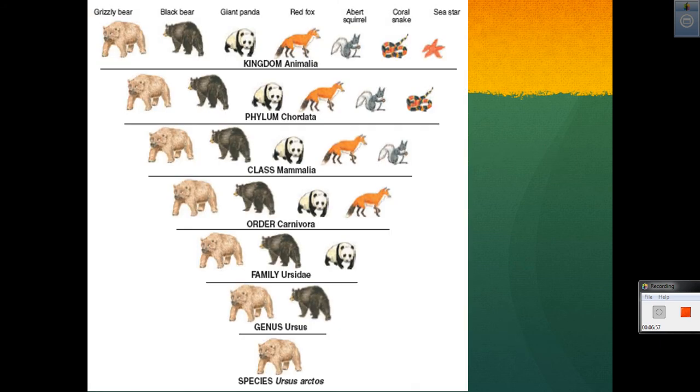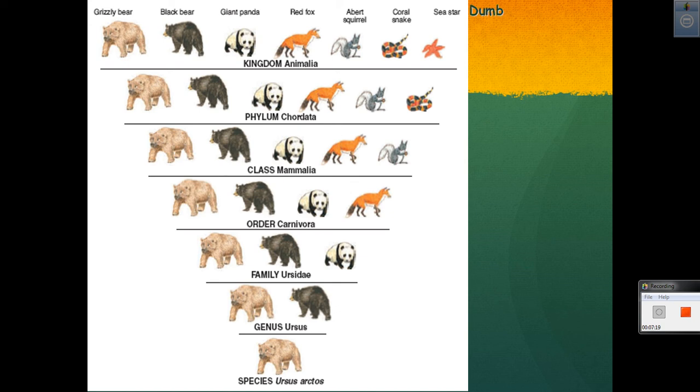So here we have, in a kingdom, all of the animals. In the phylum, we would have all the things that have backbones. In the class, we would have all the mammals. In the order, all the carnivorans. In the Ursidae, all the bears. In Ursus, the closely related bears. And then the species would be the specific bear.